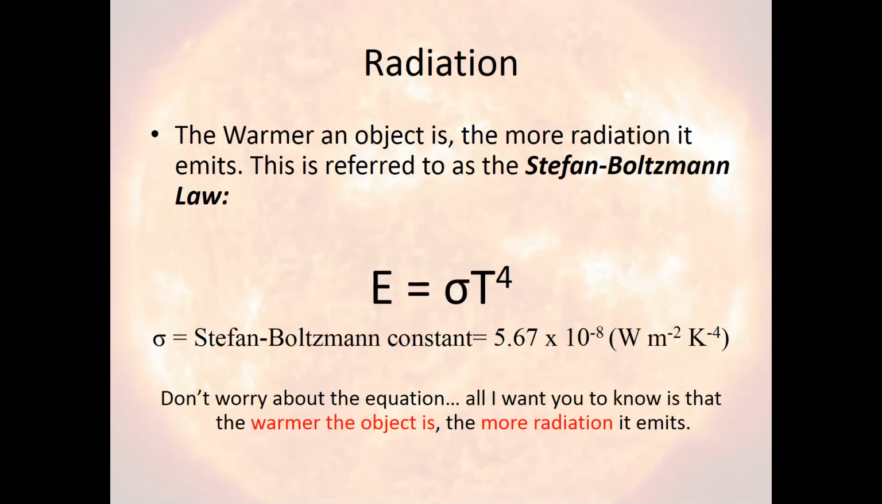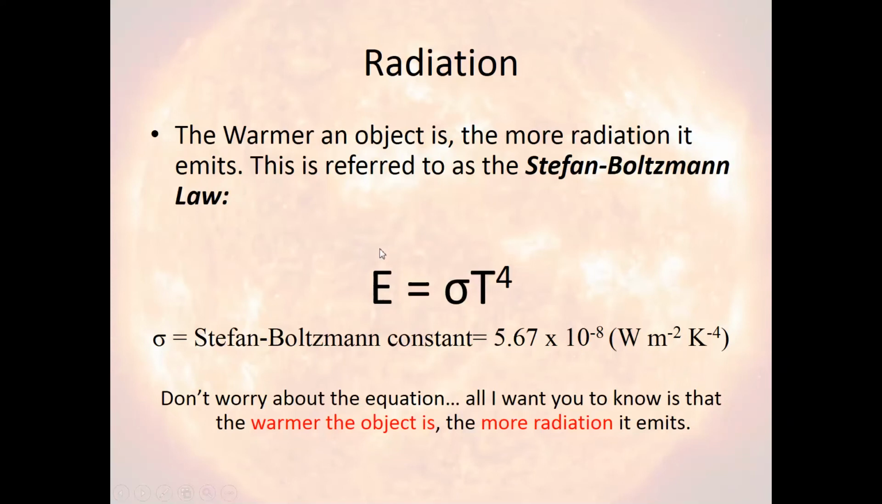Now, not only does temperature determine the type of radiation you give off, temperature also determines how much radiation you give off. This law is what's called the Stefan-Boltzmann law. And it's summed up in this equation here, which again, I don't want you to memorize. You're not going to have to calculate with it. But let me explain what each one of these things means.